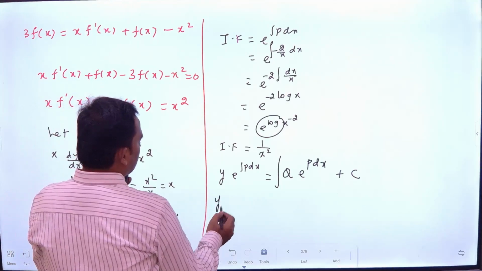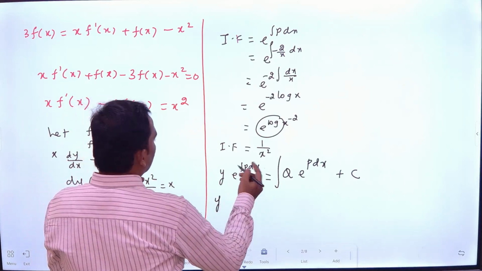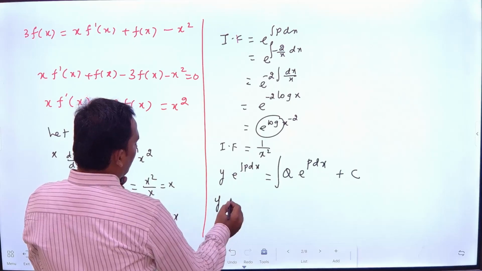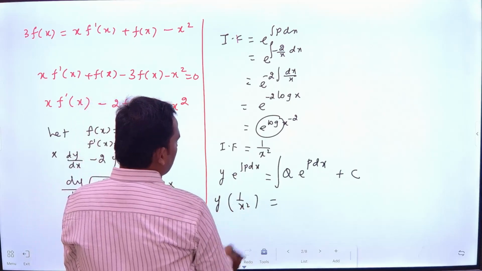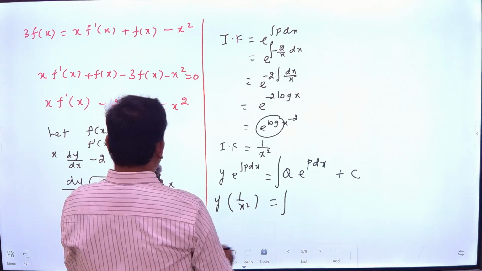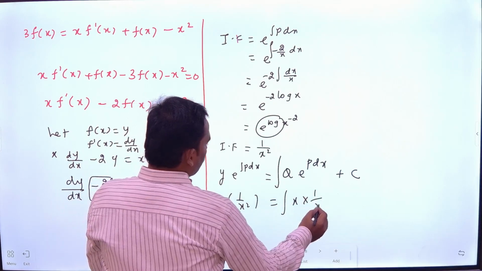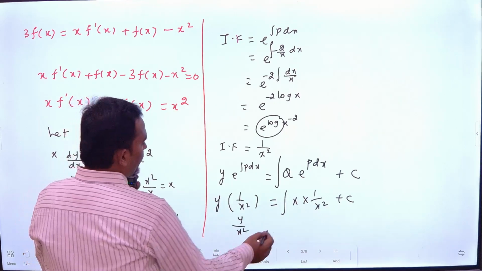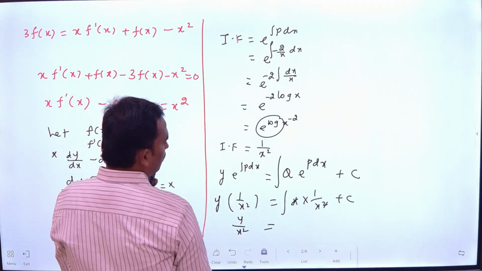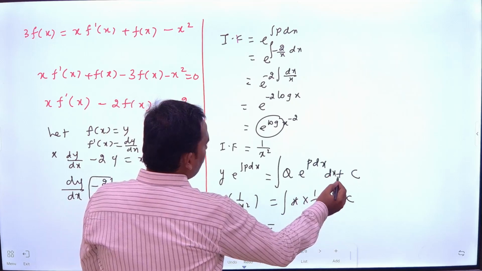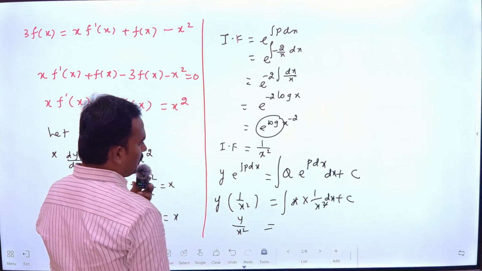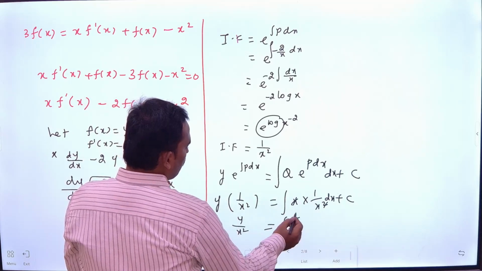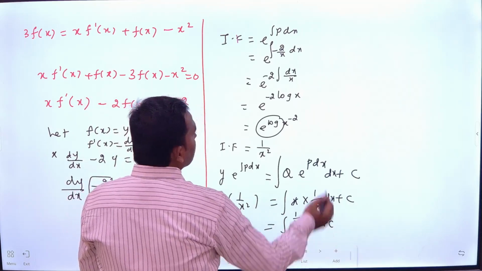Then how to solve this? So y into, what is e power integration p dx? That we already calculated, it is 1 by x square, right? Okay. What is q here? Q is x. This is 1 by x square plus c, right? So y by x square is equal to integration, 1x will be cancelled, right? You can see it is integrating, dx you have to multiply. Okay, fine. So integrating 1 by x into dx plus c, right?